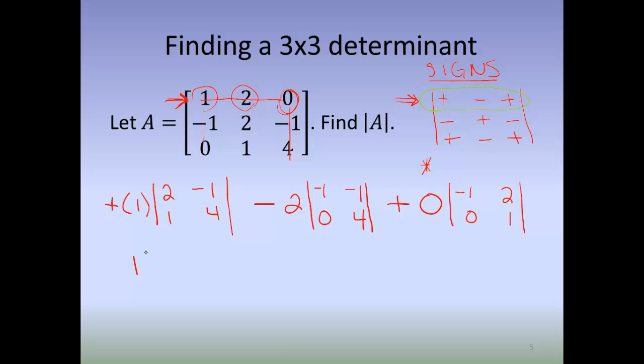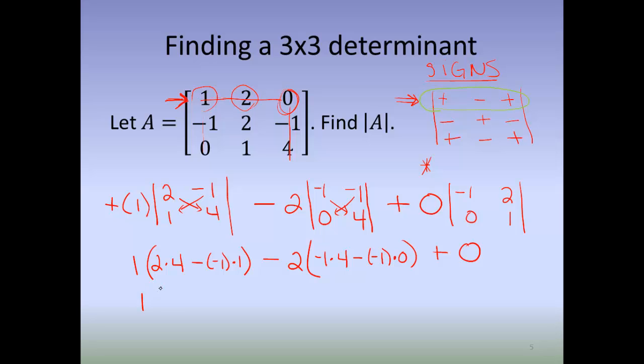So here I have 1 times this 2 by 2 determinant is going to be 2 times 4 minus negative 1 times 1, minus 2, and this 2 by 2 determinant is negative 1 times 4 minus negative 1 times 0. These zeros are coming in nice, and on the end I don't even care about the determinant because it's going to be 0.